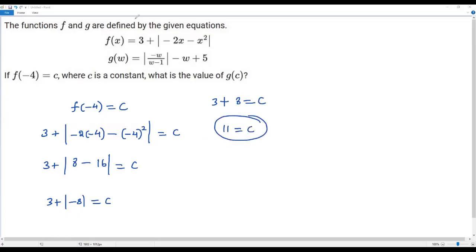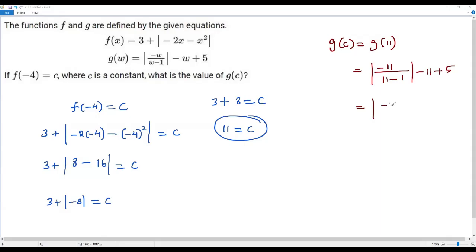Now let's evaluate the value of g of c. That is g of c equals g of 11, because I just plugged in 11 for c. Now we have to evaluate g of 11. For that, I have to plug in 11 for w into the function we have here. Then I'm getting absolute value of negative 11 over 11 minus 1, minus 11 plus 5.